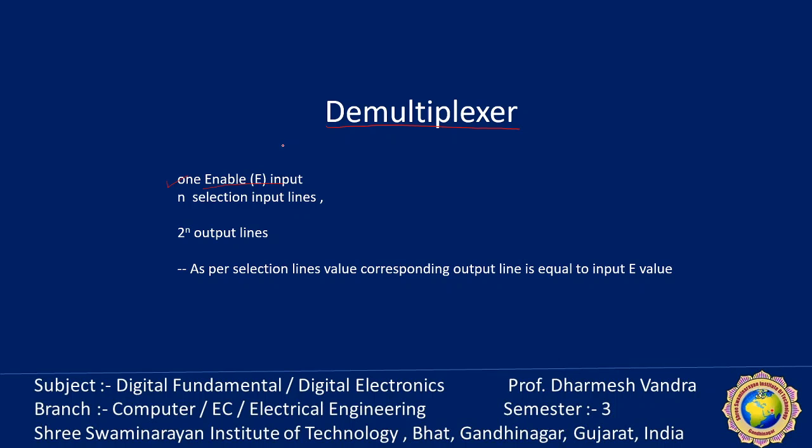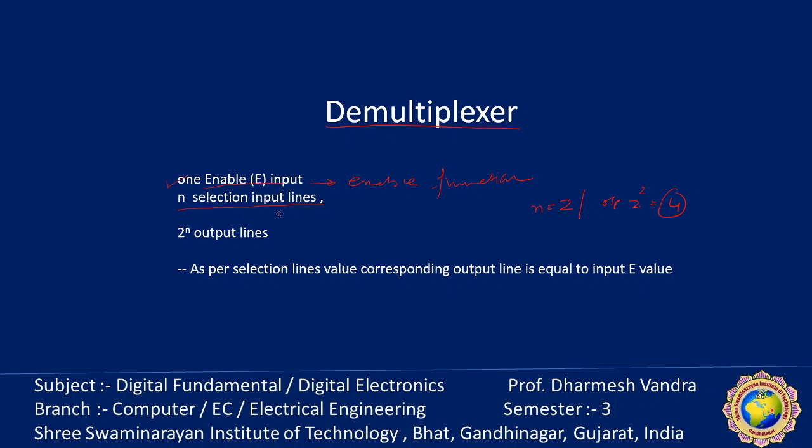When this enable is logic high or logic low, then it can work like an IC. So that is the enable function, and the select input lines. Suppose there are 2 inputs, n equal to 2, then the output lines are 2 raised to 2, which is 4 output lines.